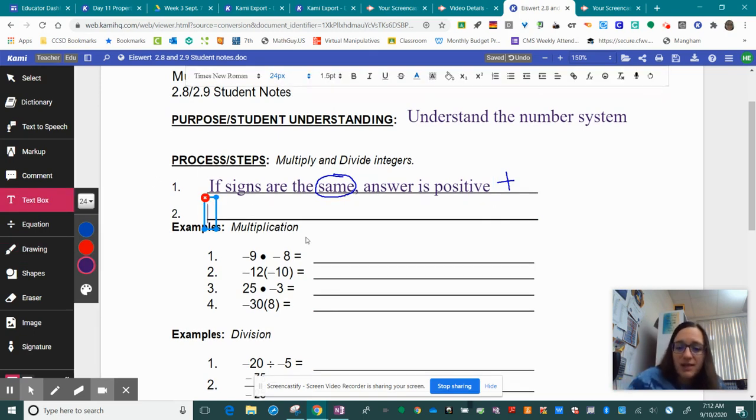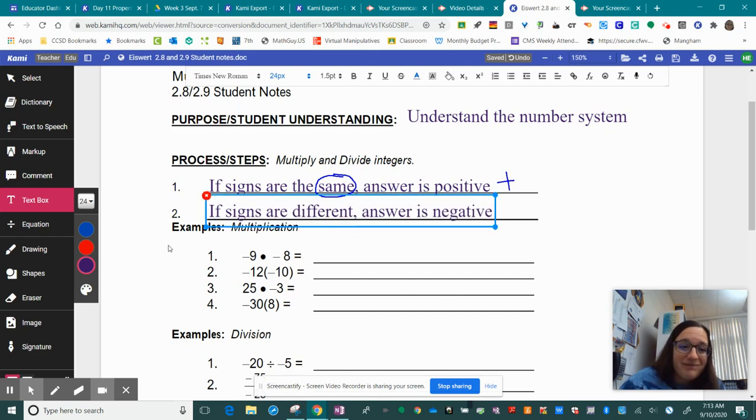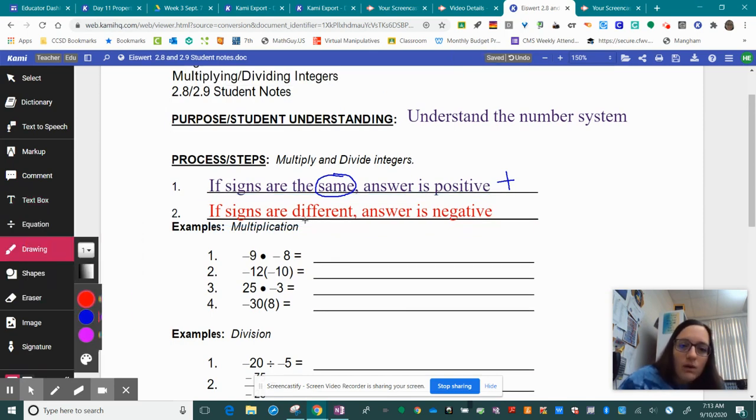We could have the same signs. We could also have, if signs are different, like we have one positive and one negative, or a negative and a positive. If those are different signs, our answer is negative. Okay, same signs, positive. Whoa, I changed the color of the text. All right, we'll keep it. Signs are different, the answer is going to be a negative. Other than that, we multiply and we divide as usual.